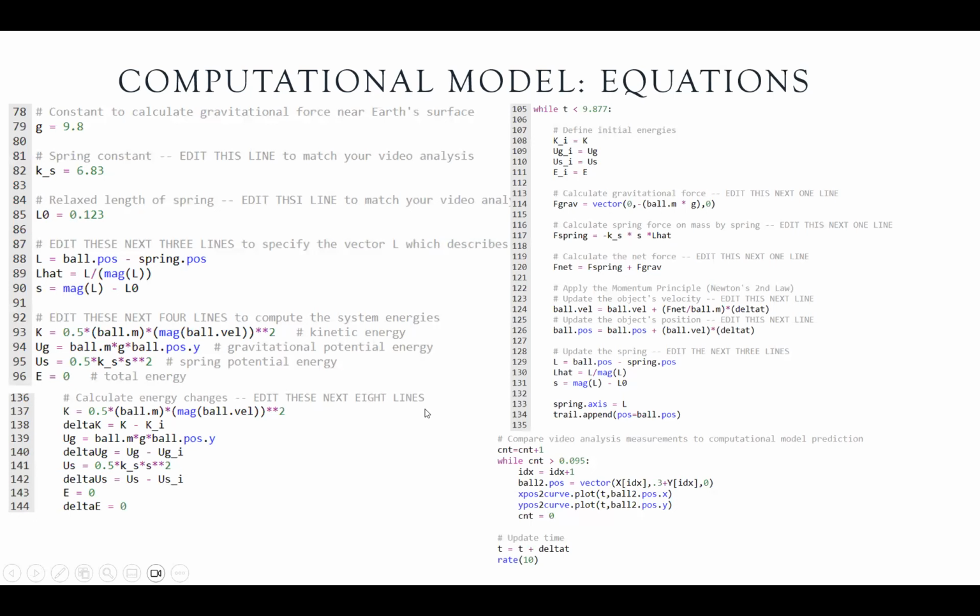The equations were then represented in a computational model. As seen here in lines 92 to 96, the energies are represented by the equations from the previous slides, and the change in those energies are shown over here. The velocity and position update formula is related here, and the force due to gravity and the force due to the spring are represented in these lines. The net force is then the sum of the spring and the gravitational forces.